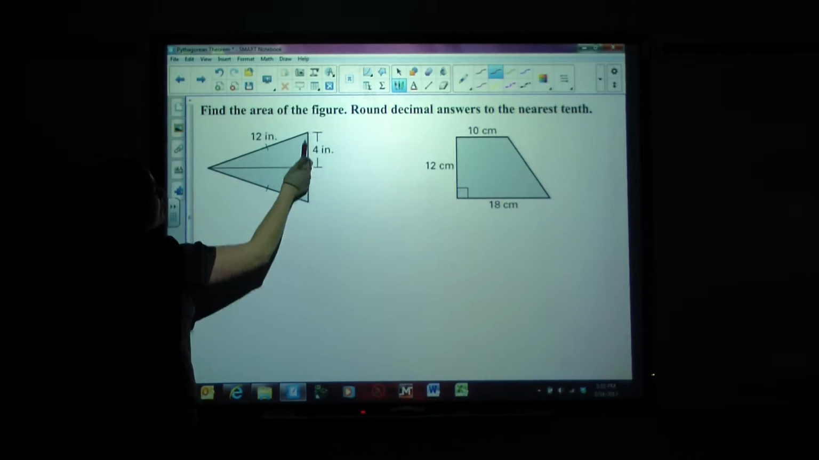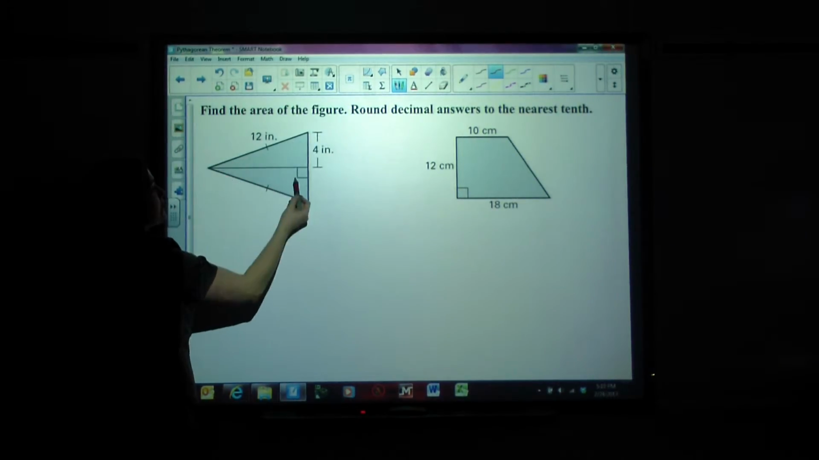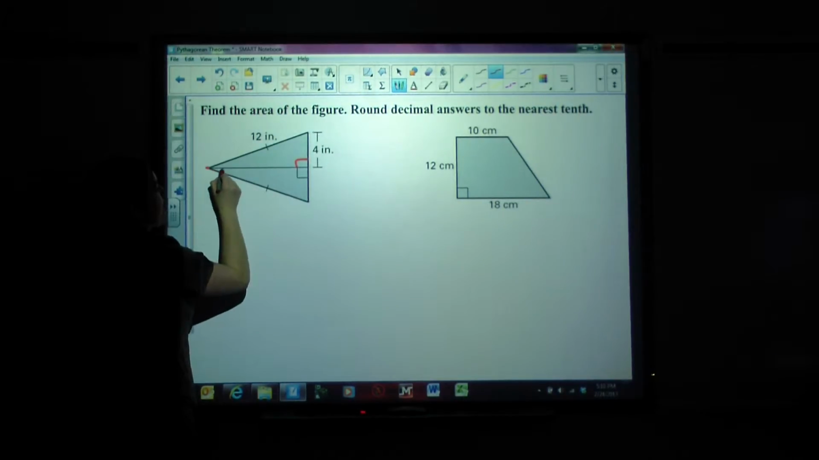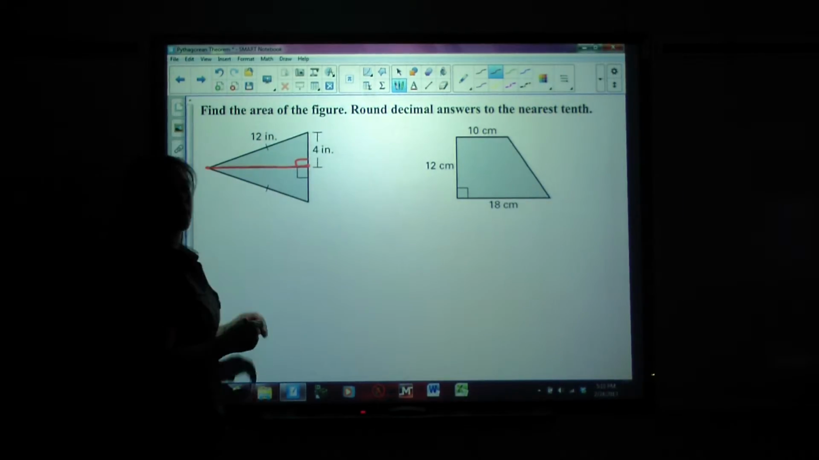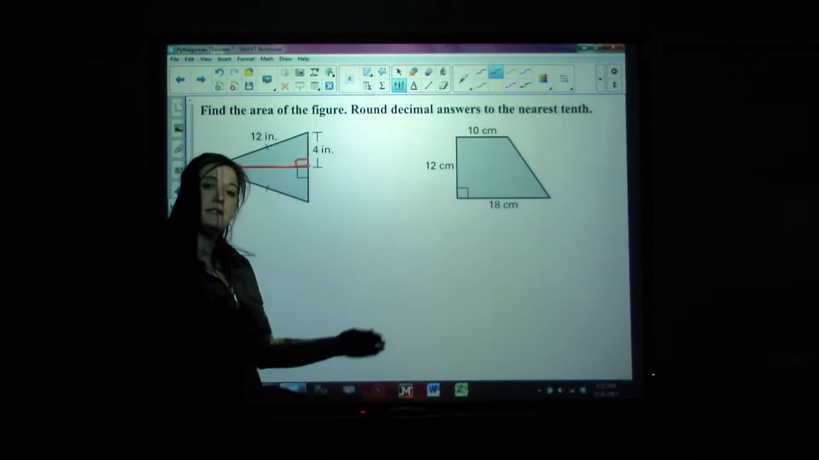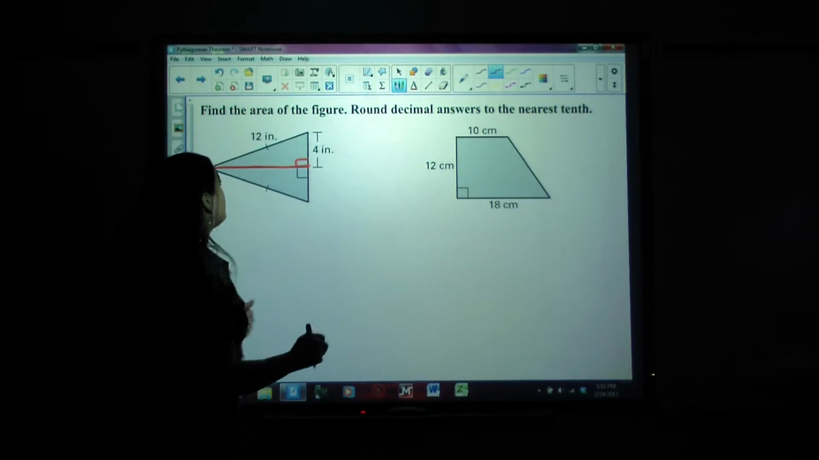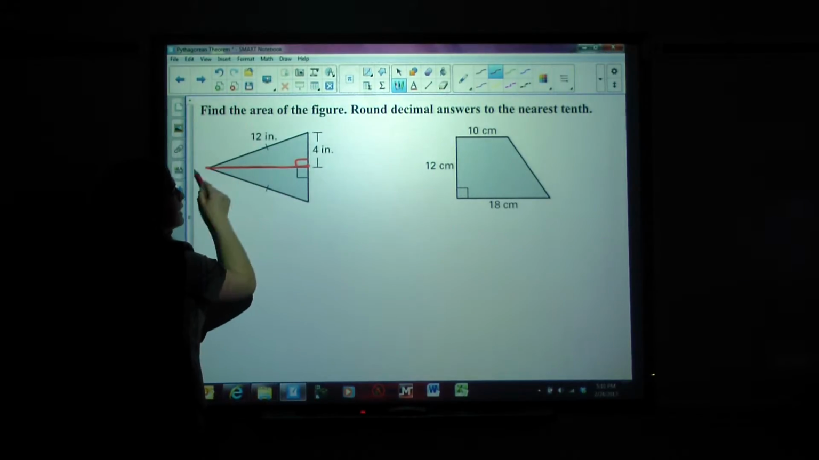What I know is I have one big triangle, but if you cut it in half, I have this right angle. So what I can do is find the height, because remember, to find the area of a triangle, you need to take base times height, and they need to make a right angle. If you don't have a right angle, not so good. So I need to figure out what this height is.